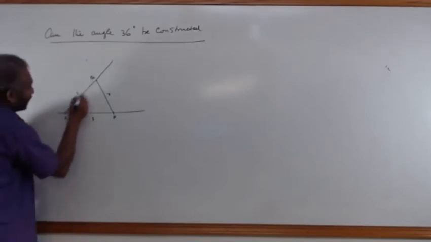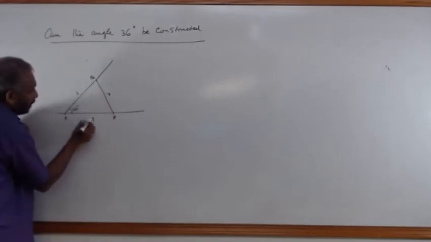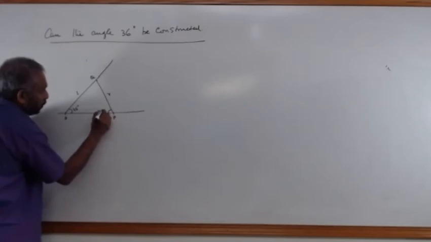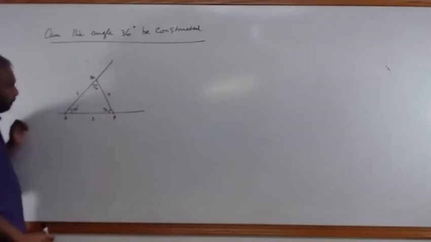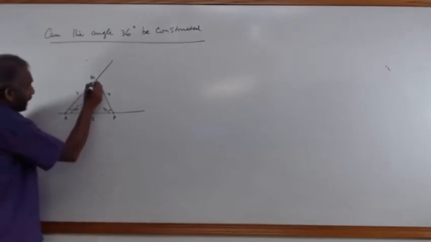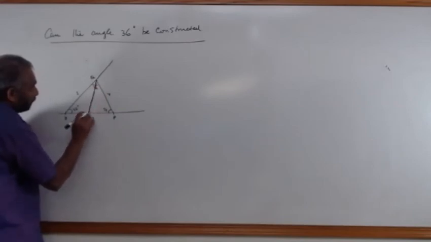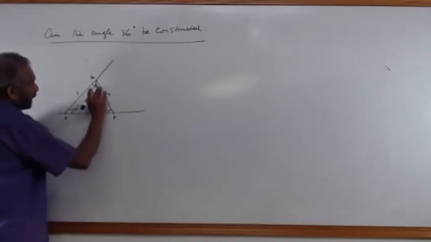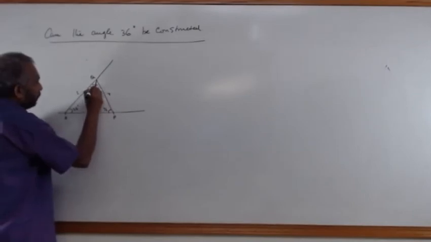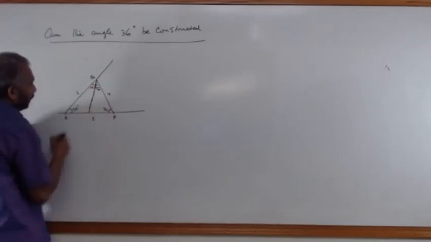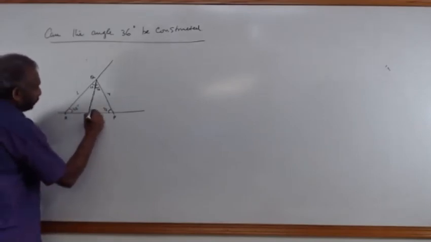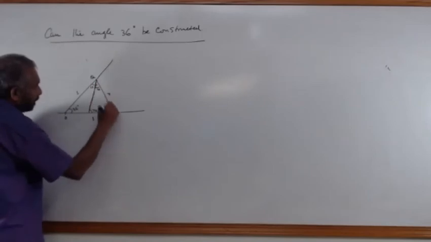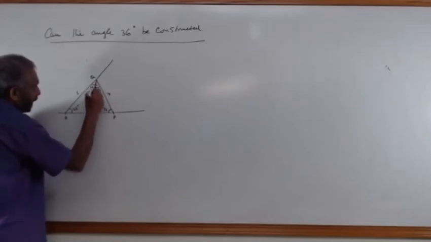So this is an isosceles triangle, 1, 1. So this is actually 72 and this is 72. What we do is we bisect this angle. So this is actually 36, 36. So this is 36. So this is 72. So this is r. So this is r because it's an isosceles triangle.